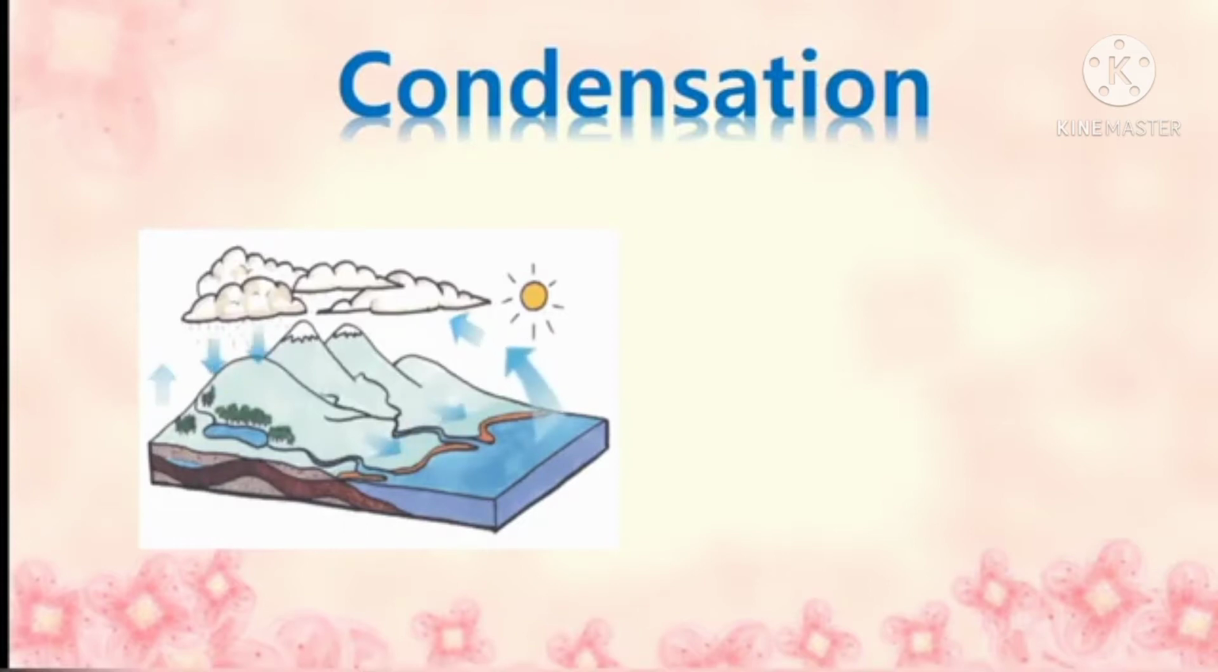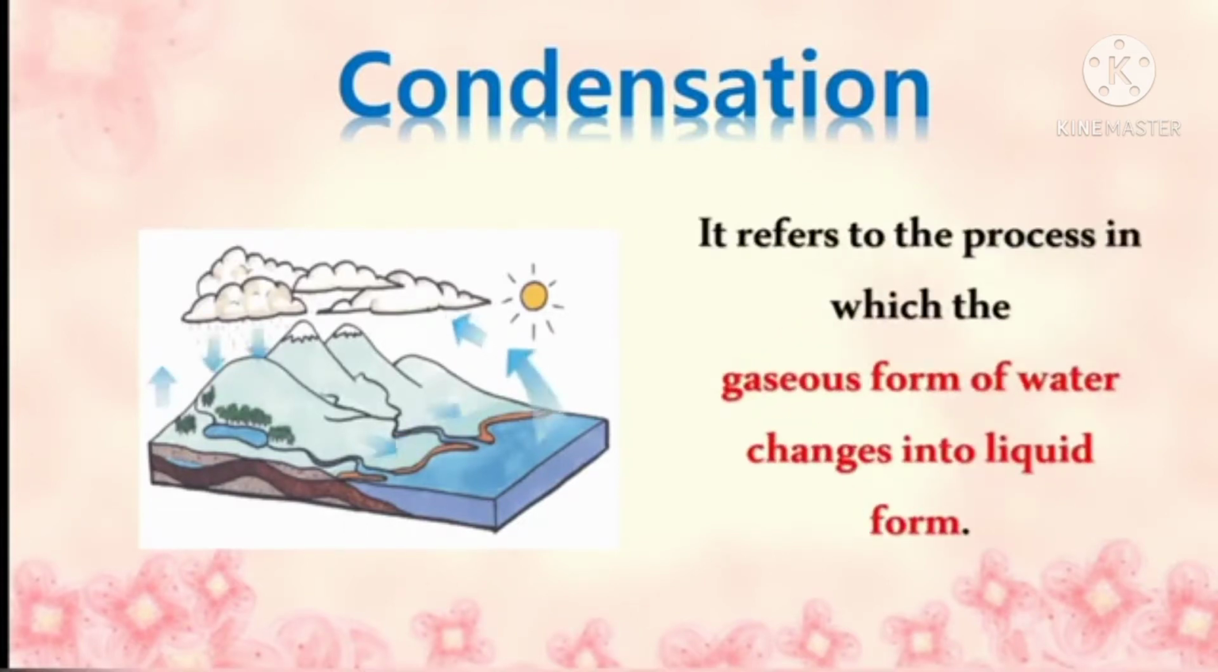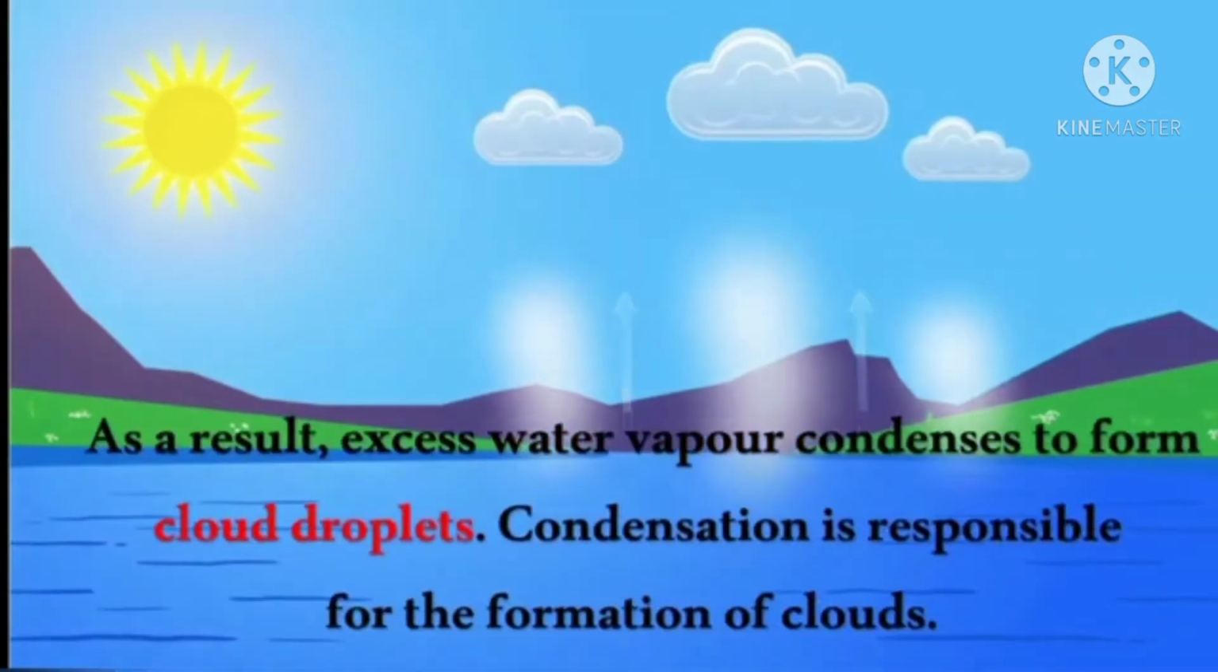Now let's move on to condensation. What is condensation? It refers to the process in which the gaseous form of water changes into liquid form. Evaporation is water being converted into gaseous form, water vapor, whereas condensation means the gaseous form of water cools down, or condenses, to a liquid form. So we call that condensation.